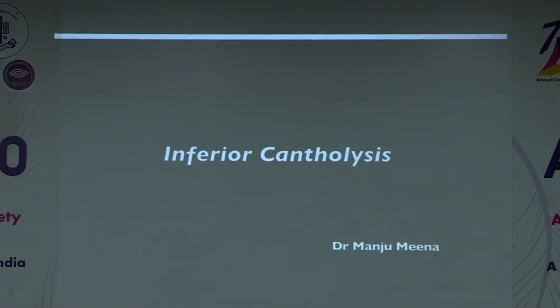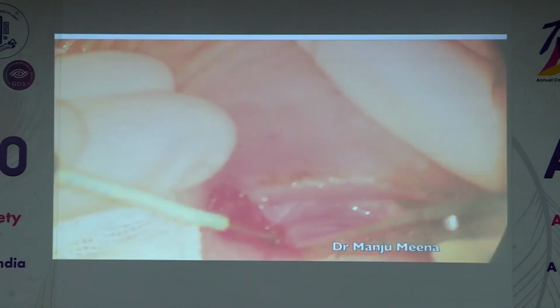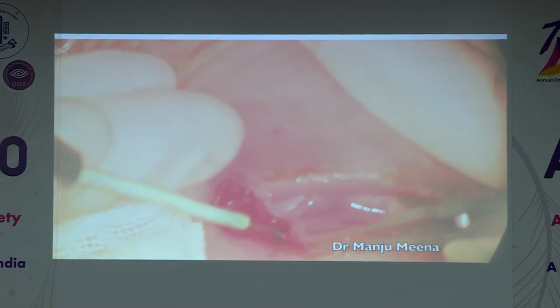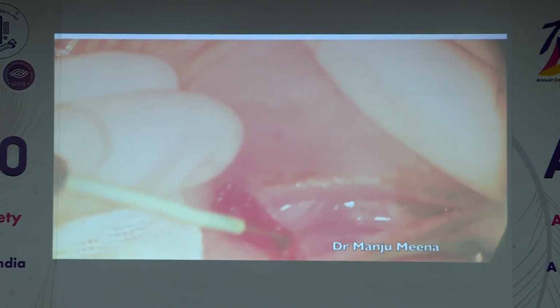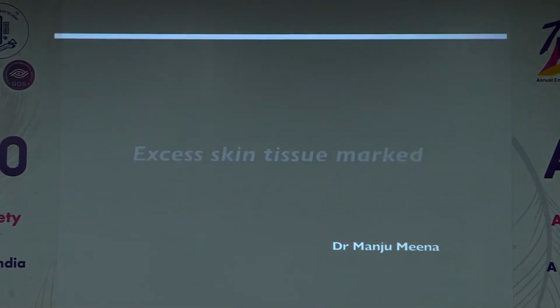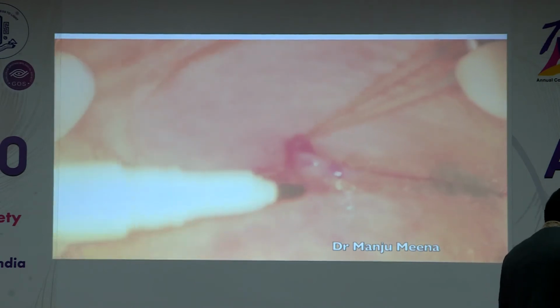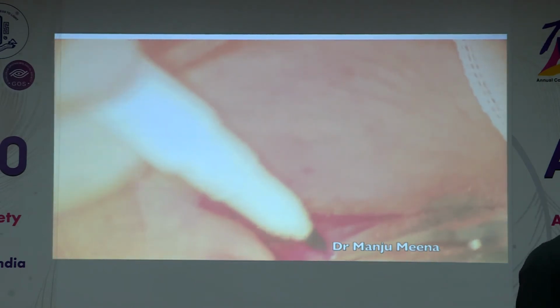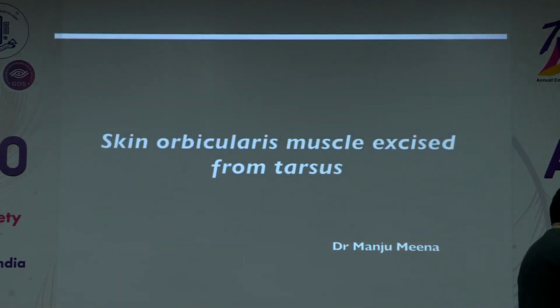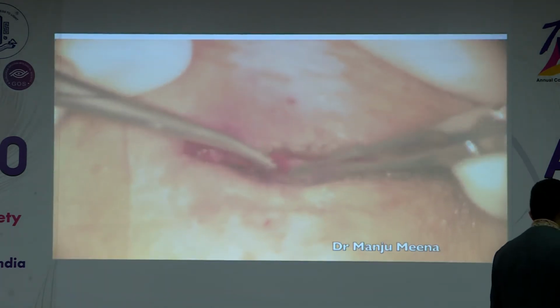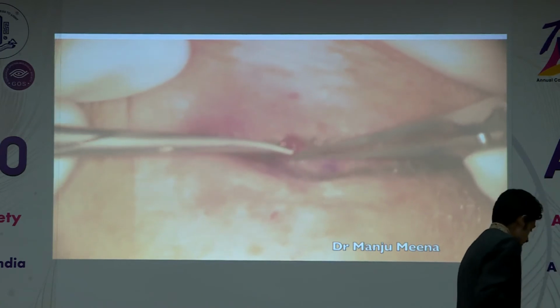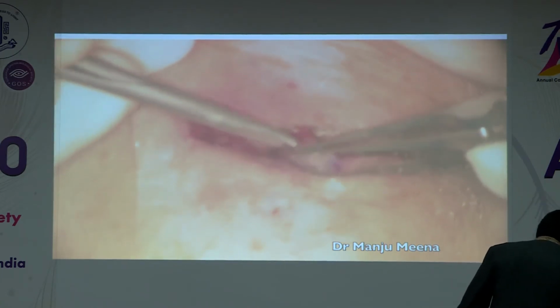This is then followed by inferior cantholysis because we have to create a lateral strip from the lower eyelid. Disinsert it from the lower part. Mark the excess tissue which we need to remove, both the anterior and posterior surface. The skin and orbicularis muscle, which form the anterior lamella of the eyelid, are excised off.